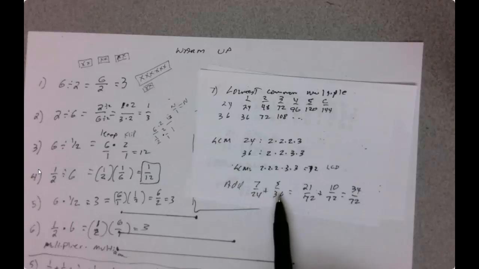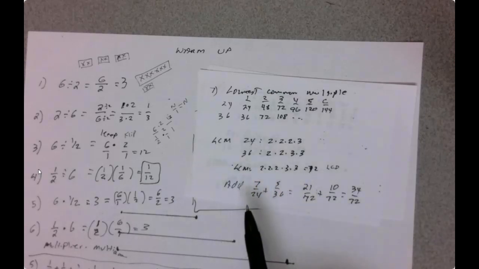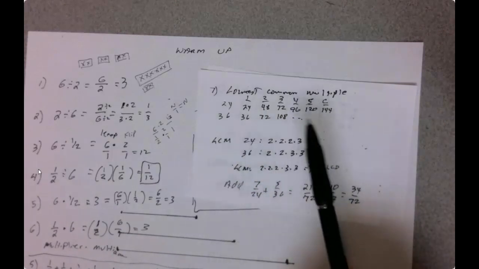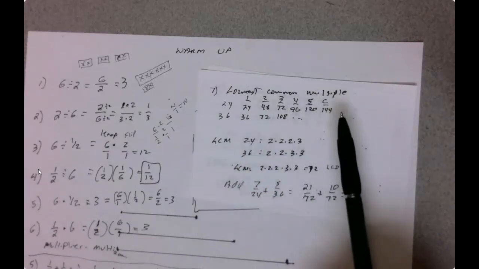Well, to do this, you've got to convert them to the same size piece, so you know you're adding pieces to pieces that are consistent. To do that, you've got to find a common denominator. And how do you do that? Well, you use the lowest common multiple.